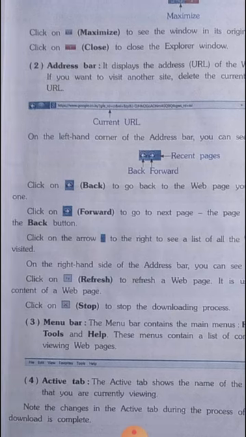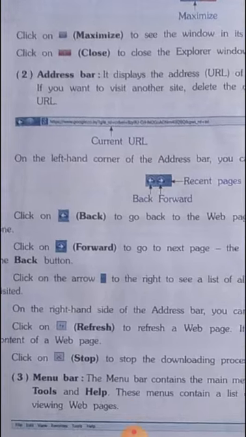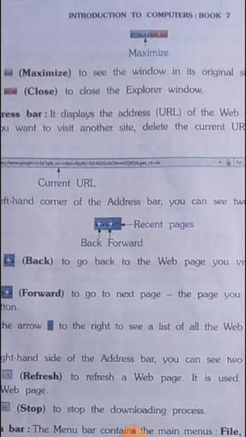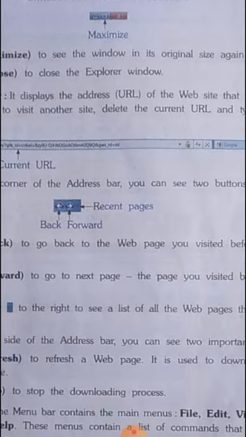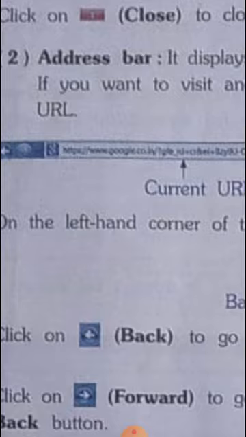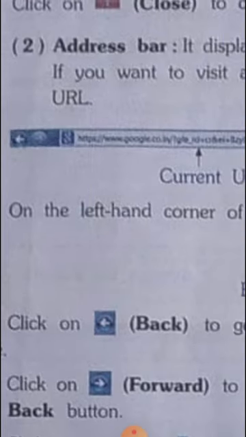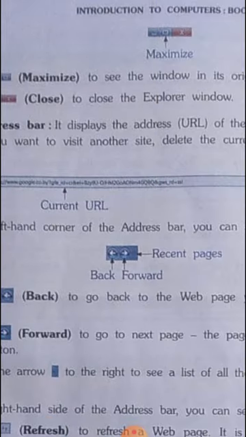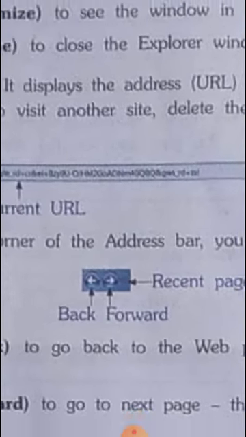Now let us see another part, the address bar. So what is the address bar? The address bar displays the address, meaning the URL, Universal Resource Locator, of the website. Here you can see this is the current URL. On the left side of the URL you can see two buttons. These are the back button and the forward button.